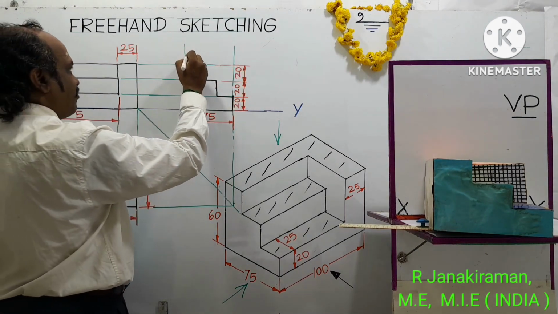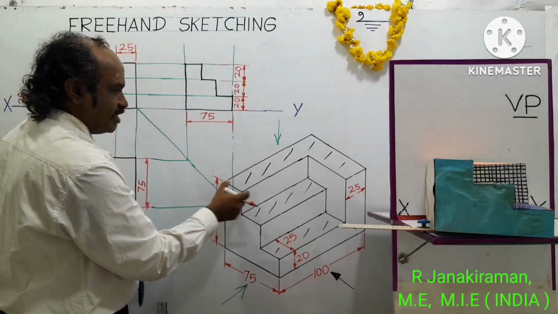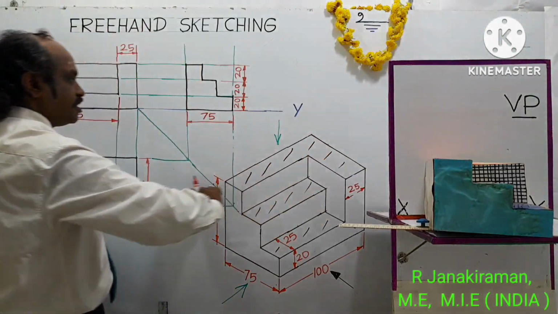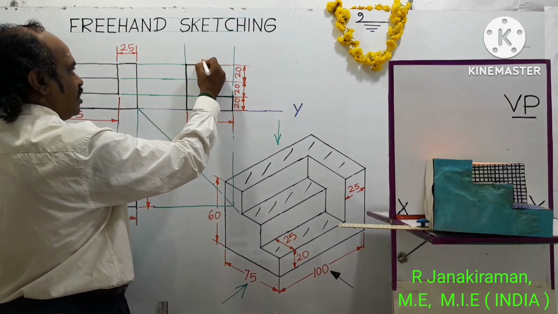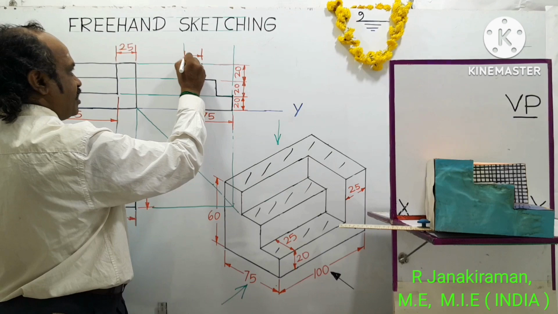So this is the breadth of the top surface. This distance is taken as, this is a distance traced out as 25 mm. So draw extension line, draw dimension line, put an arrow, shade it, written as 25.